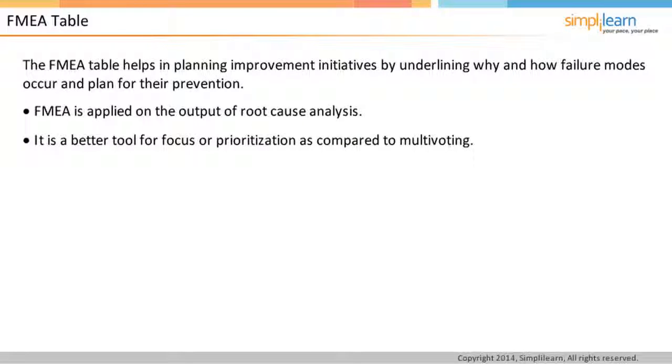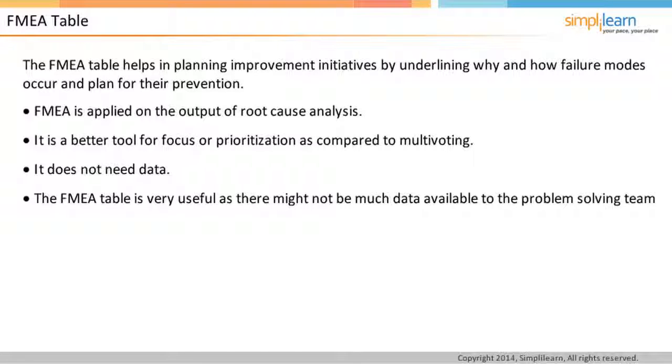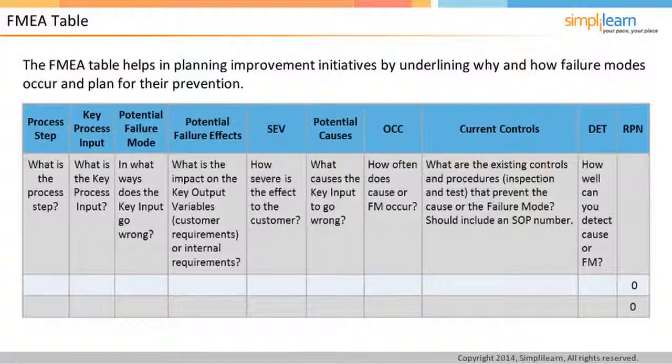One important aspect of FMEA is that it does not need data. Experts in a particular area can form the FMEA table without having to look at data from any source. In functions such as human resources, the FMEA table is very useful, as there might not be much data available to the problem-solving team. The sample FMEA table is given on the screen. Please go through the contents for better understanding. In the following screen, we will discuss severity of risk priority number and scale criteria.